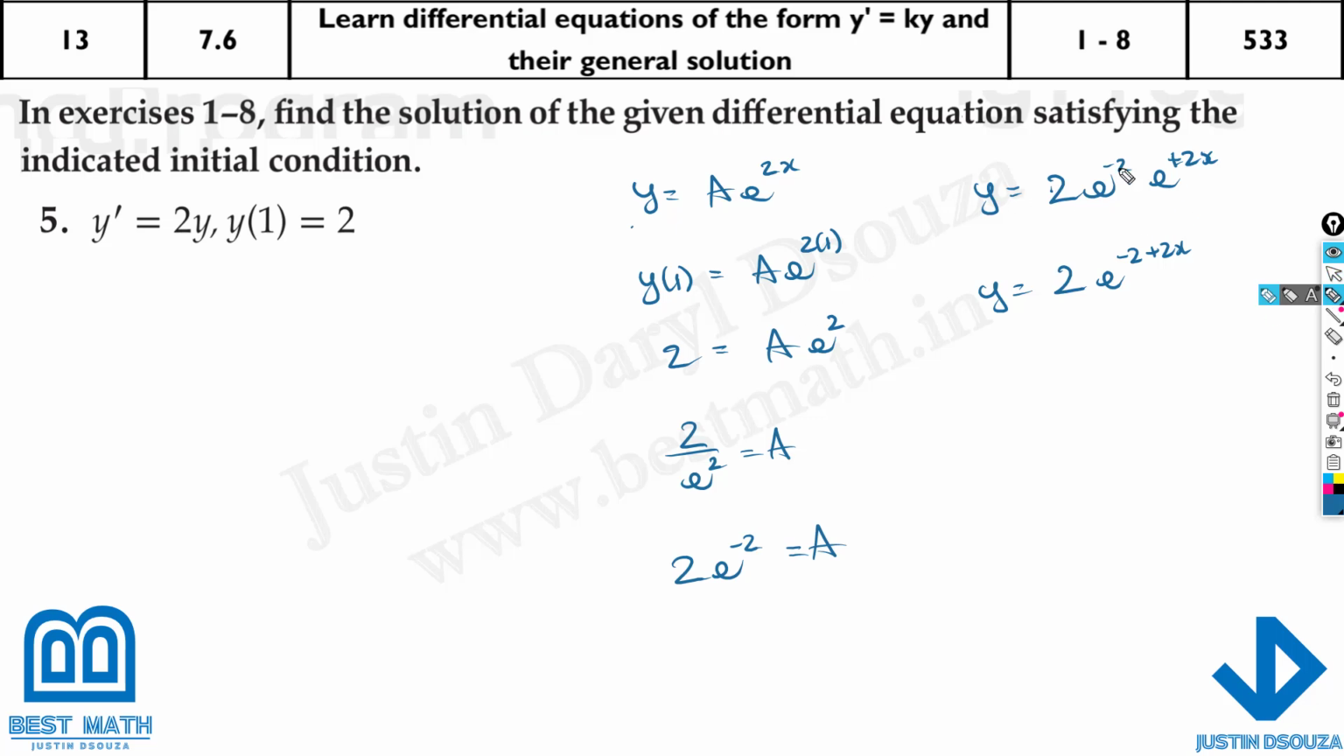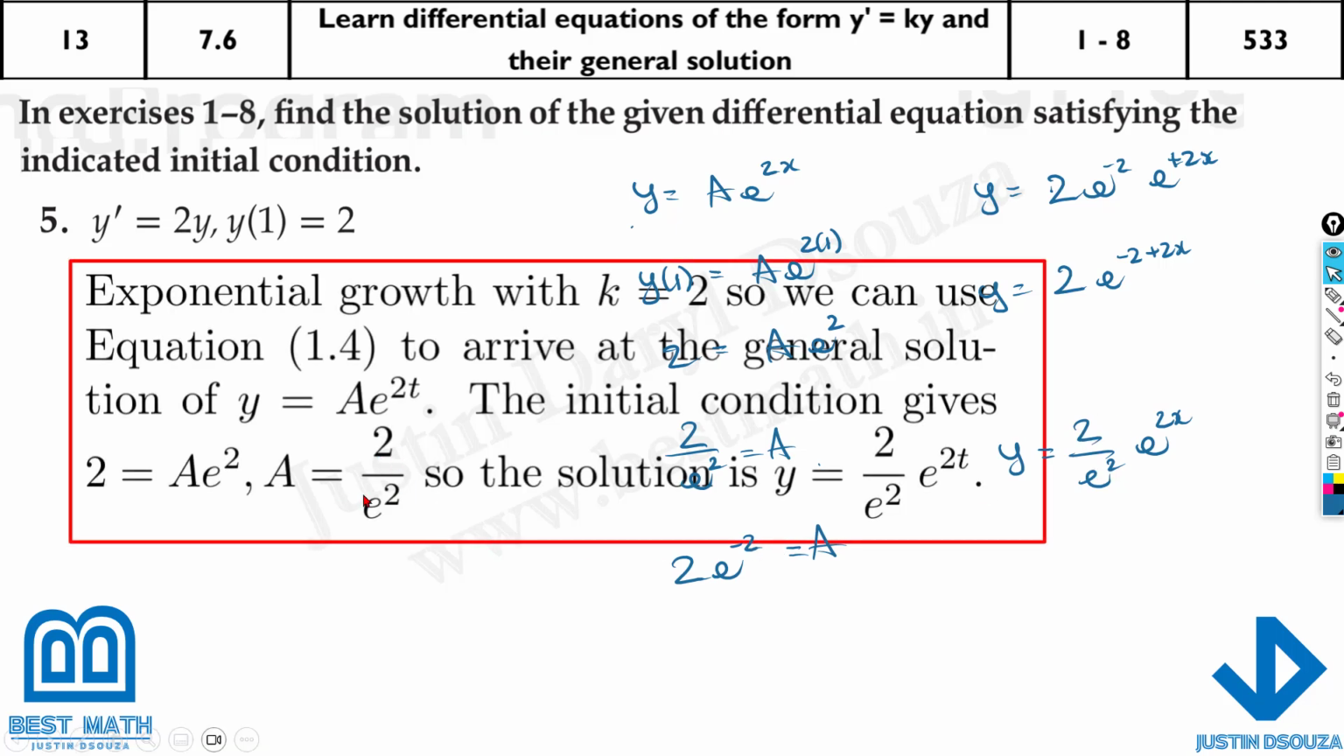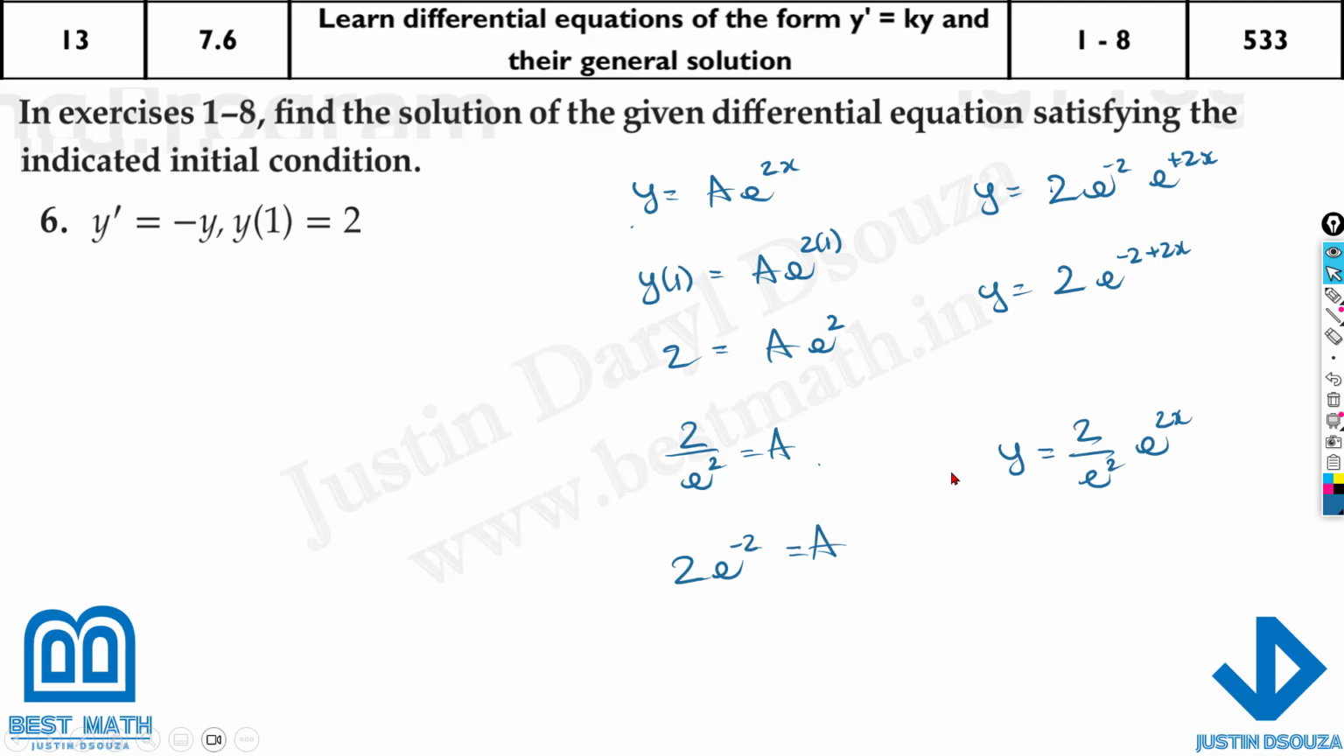We did all these steps, not required. So you should always look into the options and then see where you can stop. For example, they have just left it out over here. So they have written y is equal to a, which is 2 by e to the power 2, e to the power 2x. Generally, we don't write in fractions. We bring it up. So that's why I brought it up and solved. Over here, they have left it like this. So you can see this is the answer.